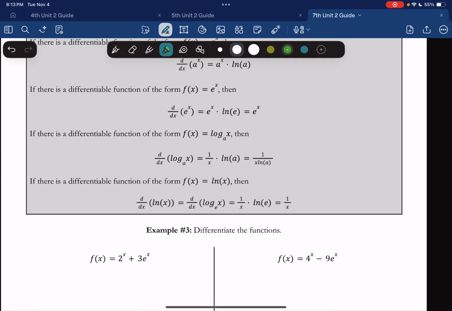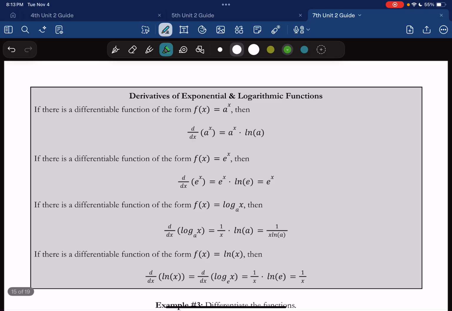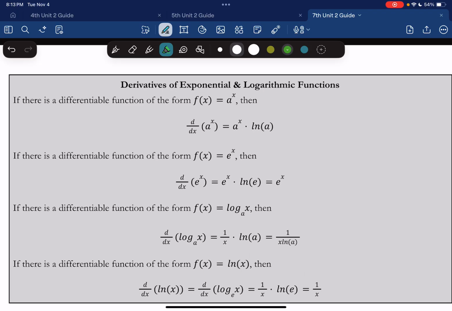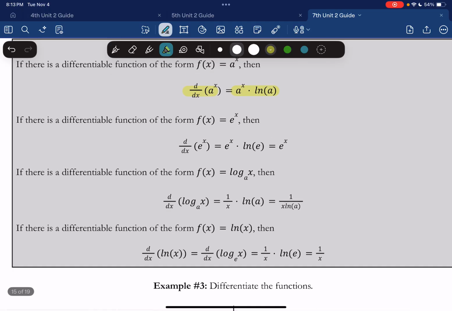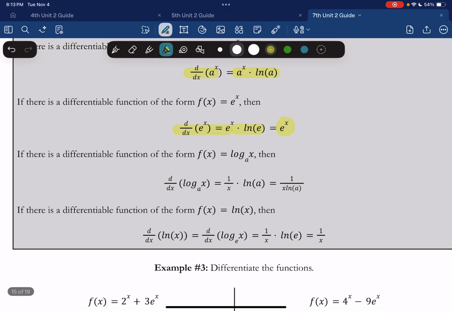Now let's get into exponential and logarithmic. So if I want to differentiate an exponential function of the form a to the x, its derivative is the exponential function times the ln of the base of my exponential. The derivative of e to the x is e to the x times, again, that ln of e, which just simplifies to e to the x. So the derivative of e to the x is e to the x.